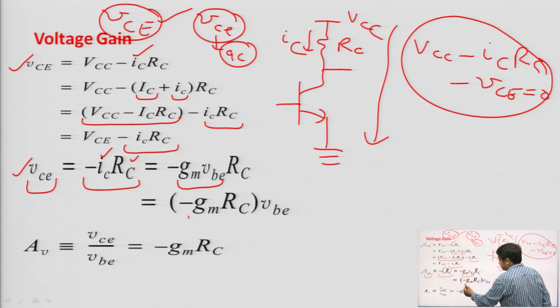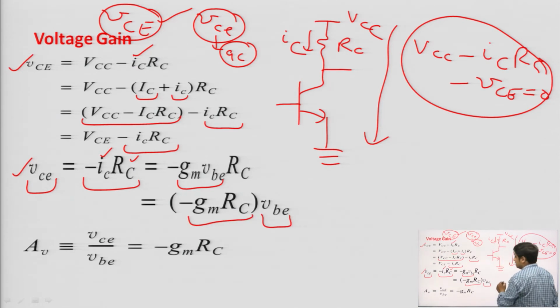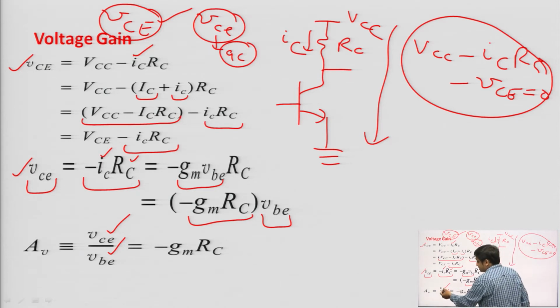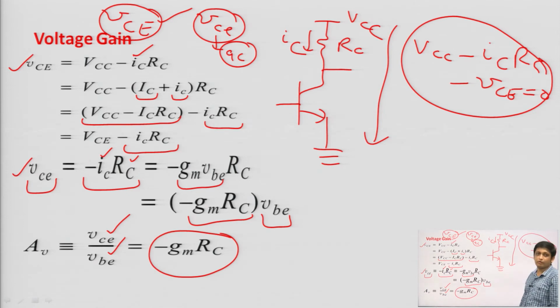So, we can rearrange this term as minus Gm into RC into Vb, and what is the voltage gain? Voltage gain is equal to output voltage upon input voltage. The output voltage is the collector to emitter voltage, and the input voltage is the base to emitter voltage. So, the voltage gain will be Vc upon Vb. From here we are getting minus Gm into RC, that is the voltage gain. This minus sign represents the inverting structure of the amplifier.